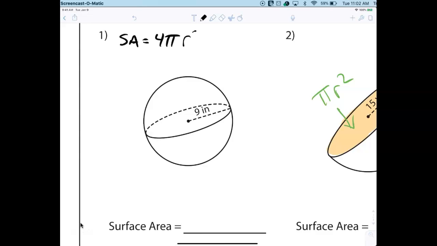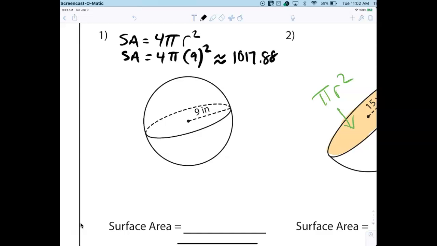4 pi r squared. And what is the radius in this case? 9. So surface area equals 4 pi times 9 squared. And then you put the approximately. 4 pi times 9 squared.